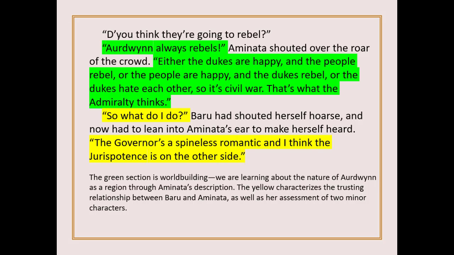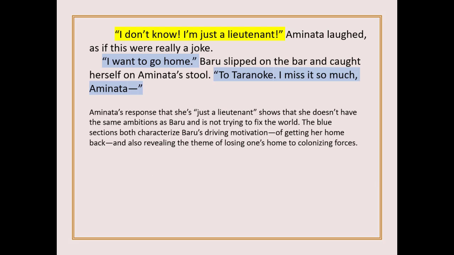The yellow characterizes the trusting relationship between Baru and Aminata, because Baru is honestly asking advice on how to proceed, as well as her assessment of 2 minor characters. So we learn a little bit about the governor and the Juris Potens, who are minor characters who show up outside of this scene. In the second half here, we get some characterization of Aminata when she says, I don't know, I'm just a lieutenant, which implies a much different view of the world than Baru has.